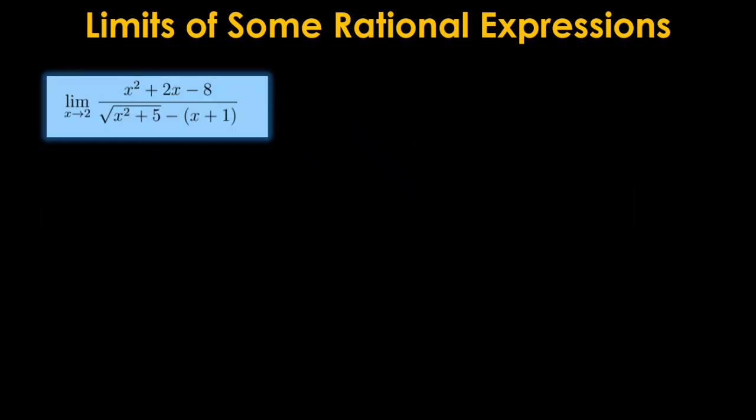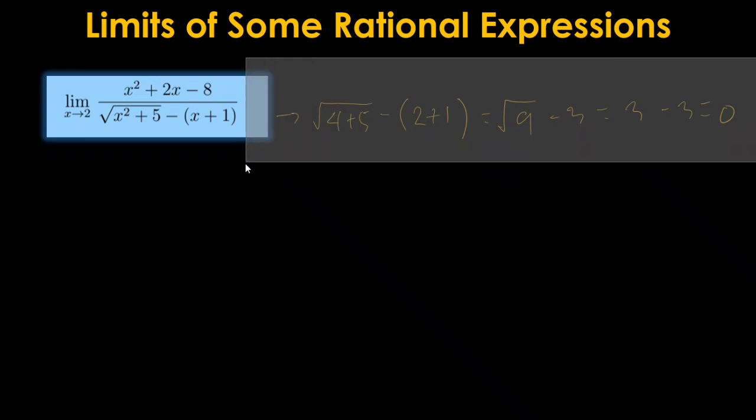Okay, this is another rational expression, problem number 5. At first, we need to check our denominator. If we plug in x equals 2 here, this will become square root of 4 plus 5 minus 2 plus 1. This is square root of 9 minus 3. Square root of 9 is 3, minus 3 becomes 0. So the value of our expression at x equals 2 does not exist.